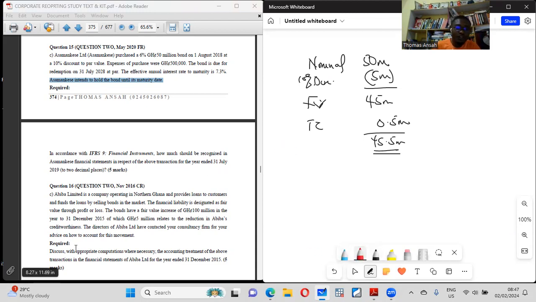What if they give you fair value and they give you this intent? It means that you are going to apply fair value through OCI, because in both cases it is held to maturity. It's just circumstances of withdrawal or selling.